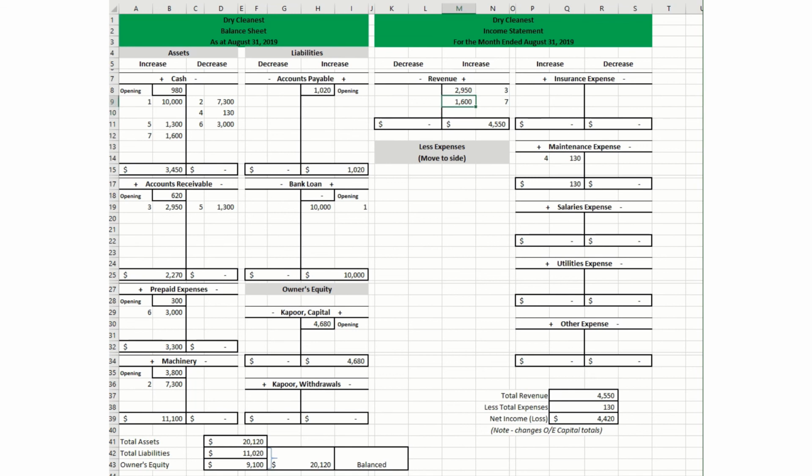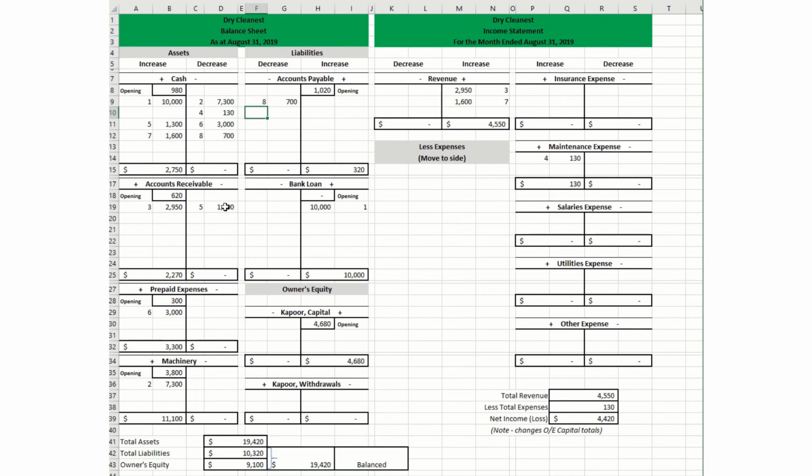Last transaction is we paid $700 owing to a supplier, so we will reduce or credit our cash by $700. We owed it to the supplier beforehand, so therefore we need to reduce or debit our accounts payable accordingly. We've now posted all 8 transactions in this question.